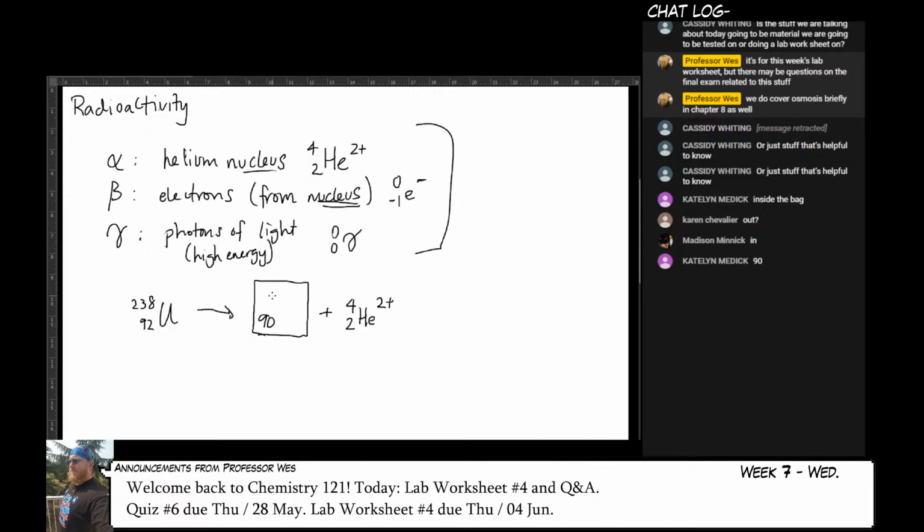Because I got to write a symbol, but I can't do this, right? Because uranium is not number 90, it's number 92. So what symbol should I type in? Or not type in, but write in. You get to do the typing. And thorium is exactly right. Very good.